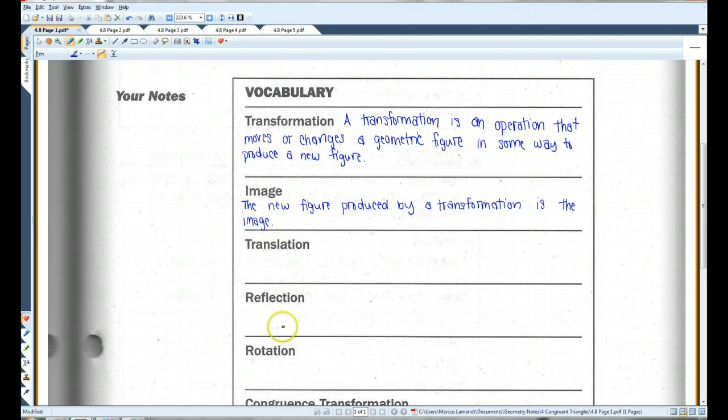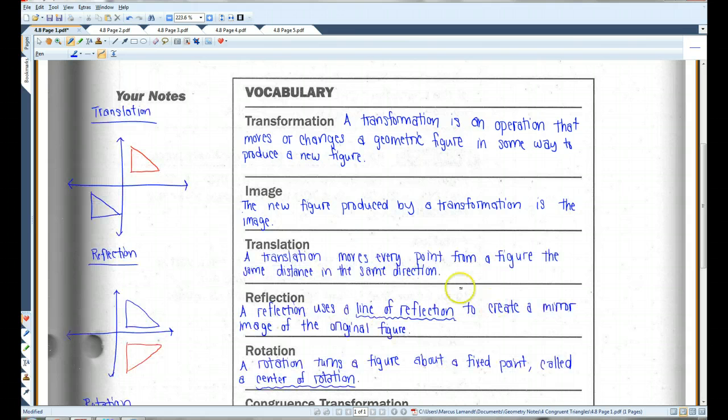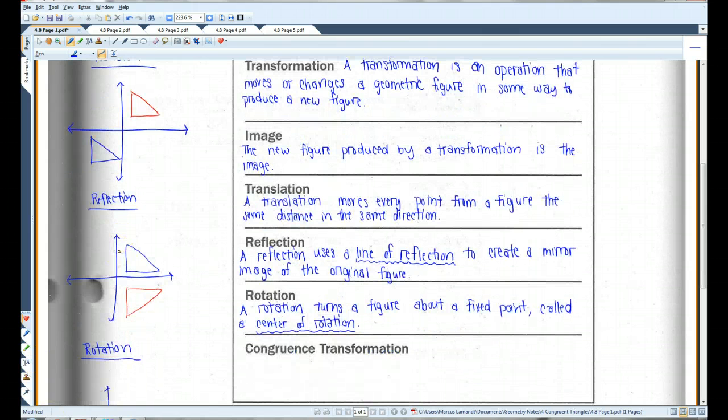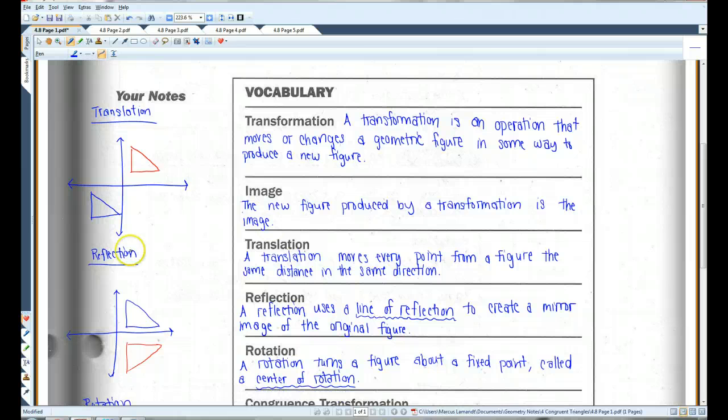Okay, I'm going to do all three of these at once. Alright, I know I added a lot of information here. I'm going to take some time to talk about it. If you'd like, you can go ahead and pause and copy all this stuff down, and then hit play again. A translation moves every point from a figure the same distance in the same direction. So for example, over here, if this was the original figure and I just moved it over here, that's a translation. You just shift it. It doesn't have to be this way. It could be this way, up, down, diagonally, whichever way.